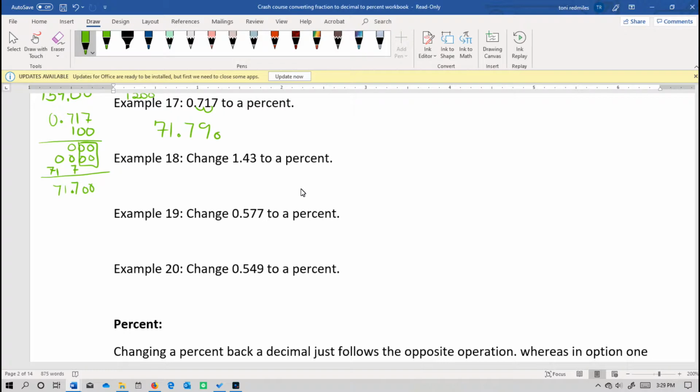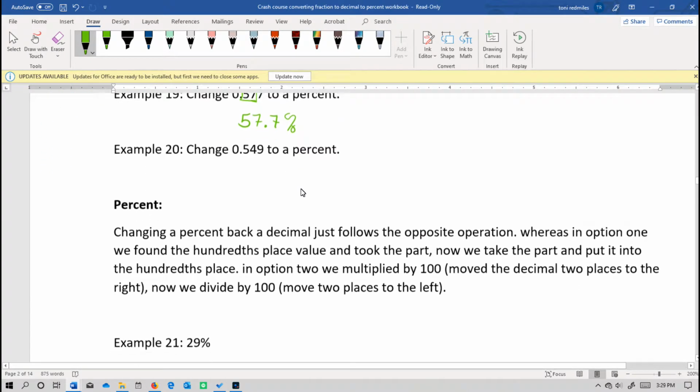All right, for this one, I'm just going to move it 2 places to the right. 1, 2, okay, and it's 143%. This one, I'm just going to look at the hundredths place. I'm going to take everything in front as my percent value, put a decimal, write everything after behind the decimal.